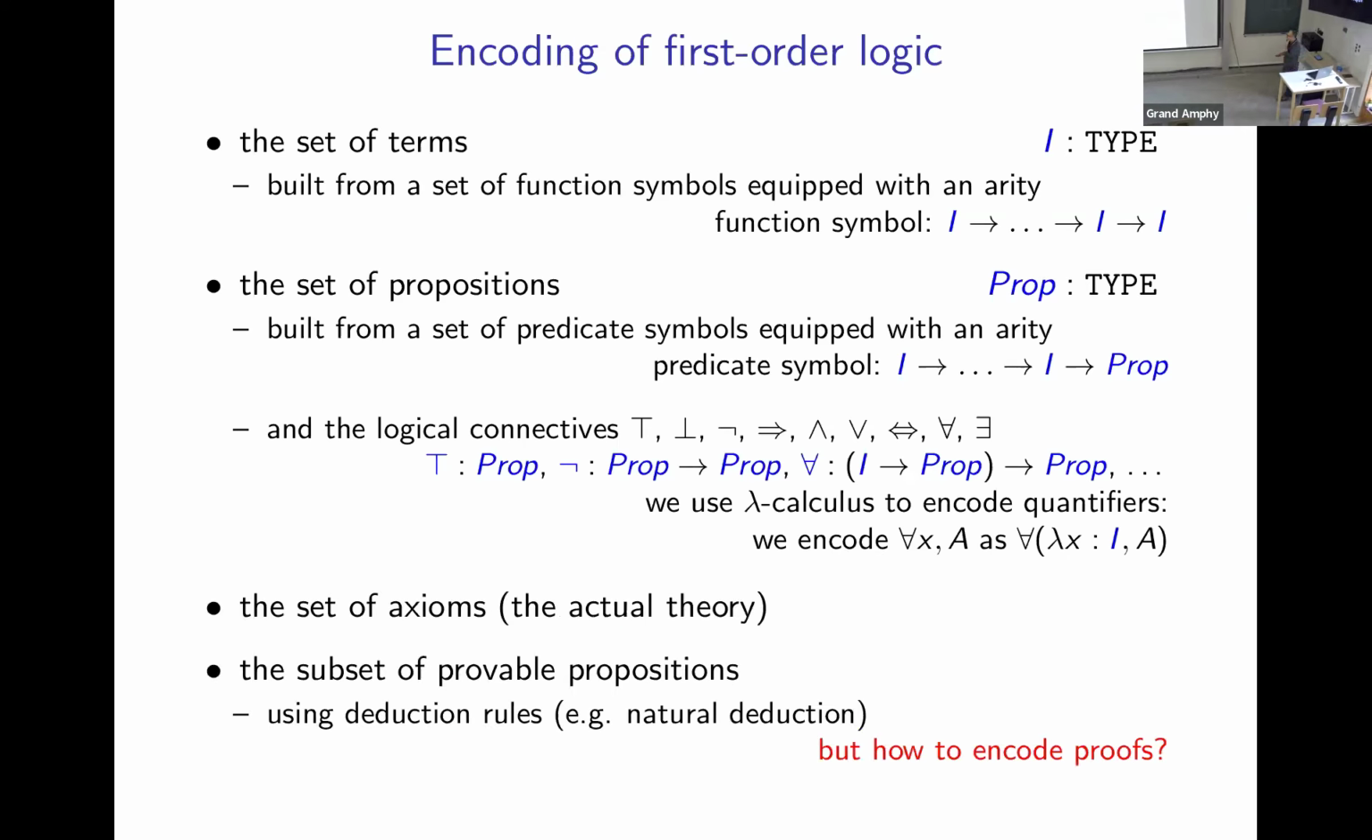Okay. But okay, so now we have a representation of terms and propositions, so the deep embedding in the logical framework. And now we want to represent the axioms, the actual theory, and the provable propositions. Okay.